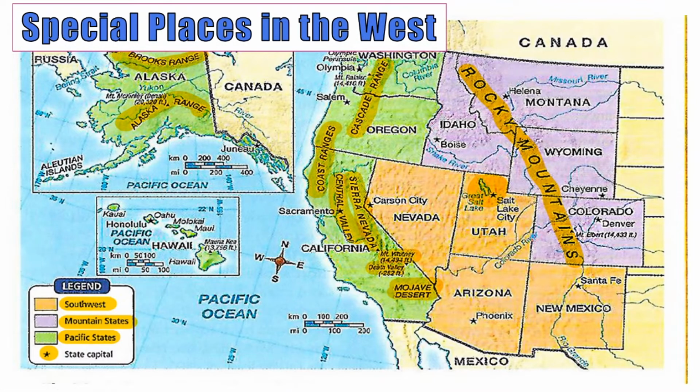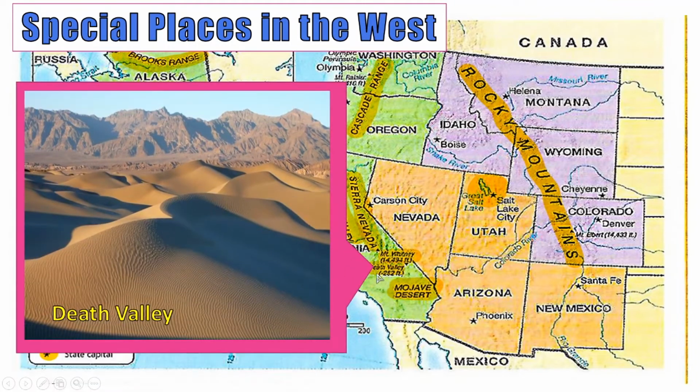Now let's discuss the special places in the West. The special places in the West are the following. As you can see in this map, we have Death Valley. Death Valley is one of the hottest places in the United States.